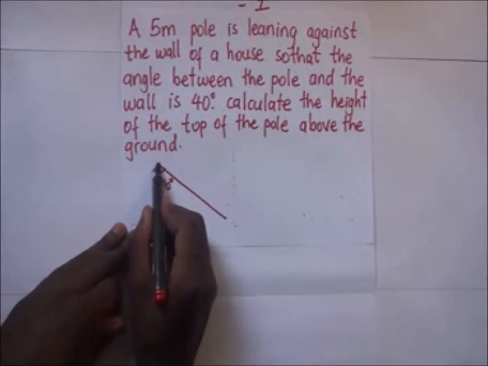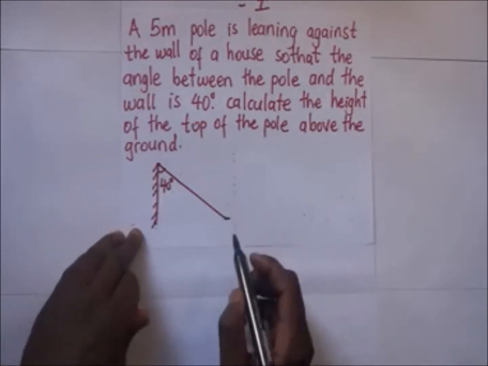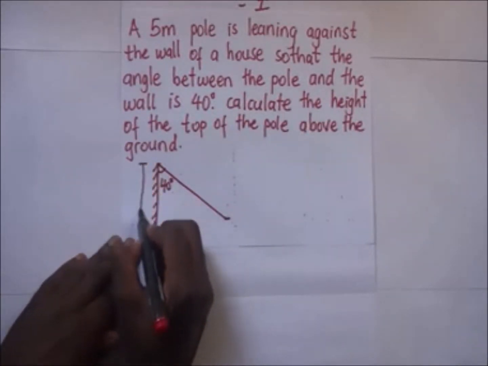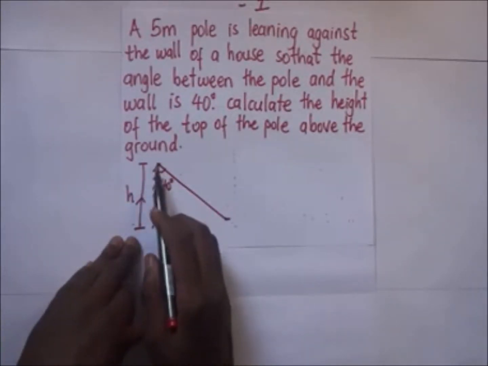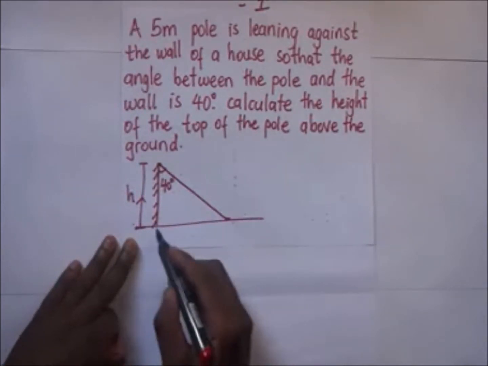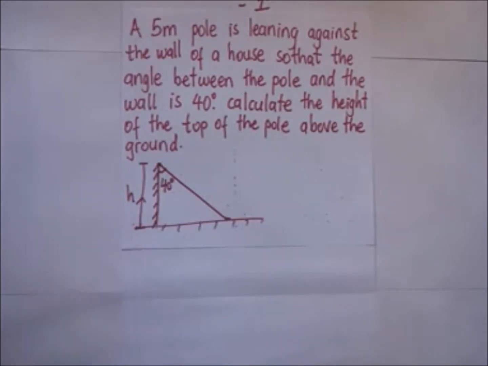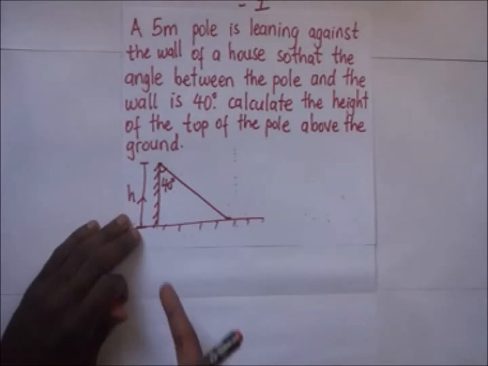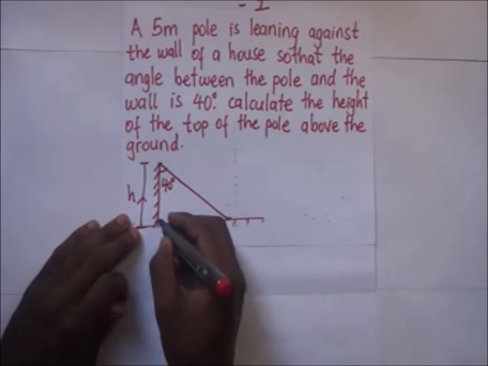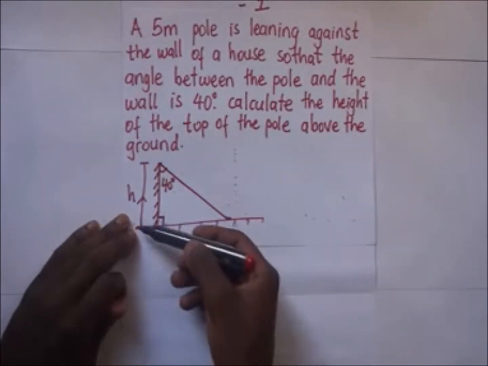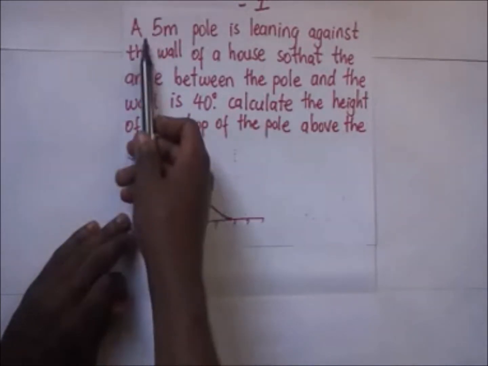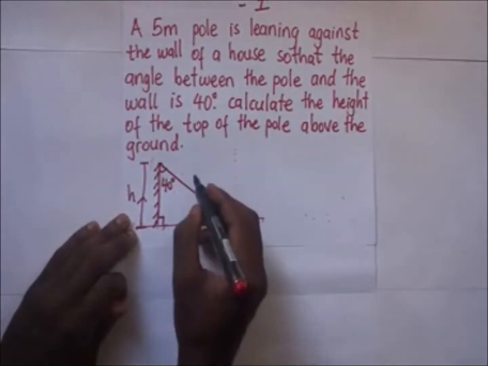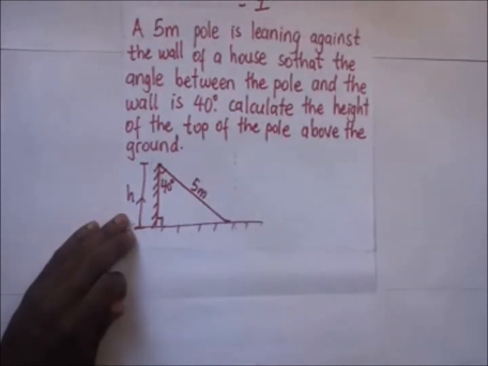So this is the top of the pole, that is the bottom of the pole. And they are asking us to find the height of the top of the pole above the ground. This is our ground, down here. So if you look at our sketch, we realize that our sketch ends up into a right angle triangle. And if you are to get this height, it means we are trying to find this height. We use trigonometry. The pole is 5 meters, so it means that this side here is 5 meters.